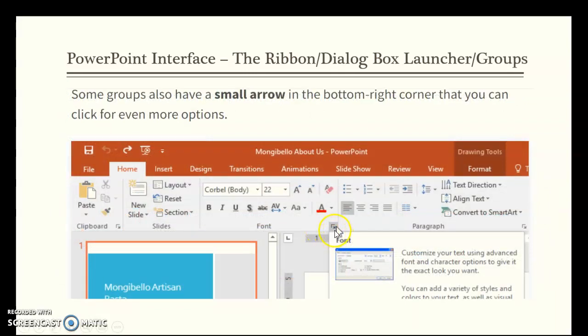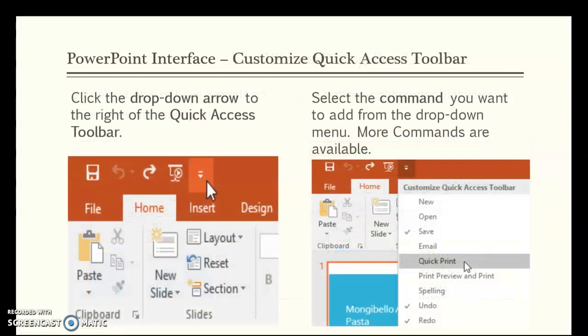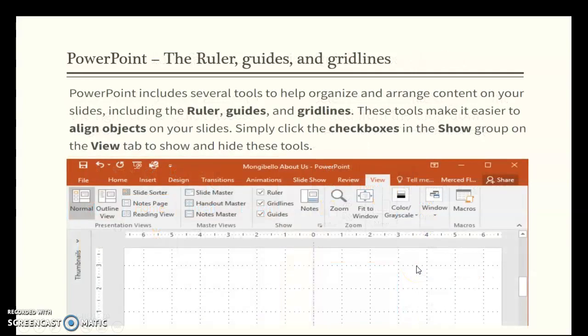If you wanted to see more options available in the font and also get a live preview, you would click the dialog box launcher. If you wanted to add items to the quick access toolbar, currently you have your save, undo, redo, and slideshow. If you wanted to add more features, you could add quick print, spelling, whatever you want to add, and you can uncheck them if you want to take them off. You just have to do them one at a time. If you wanted to add more that are not available on that list, you would choose more commands.